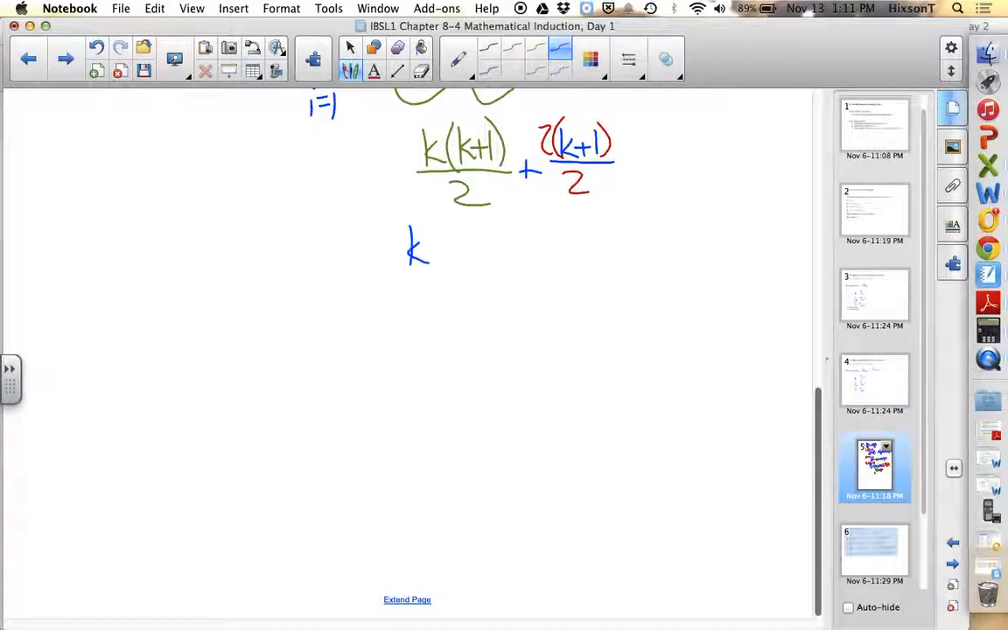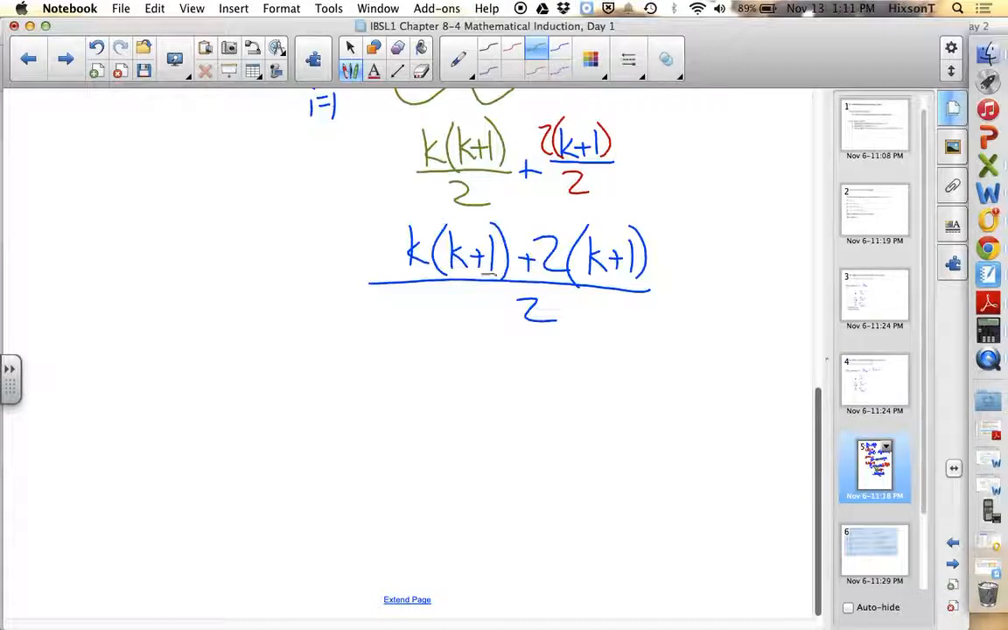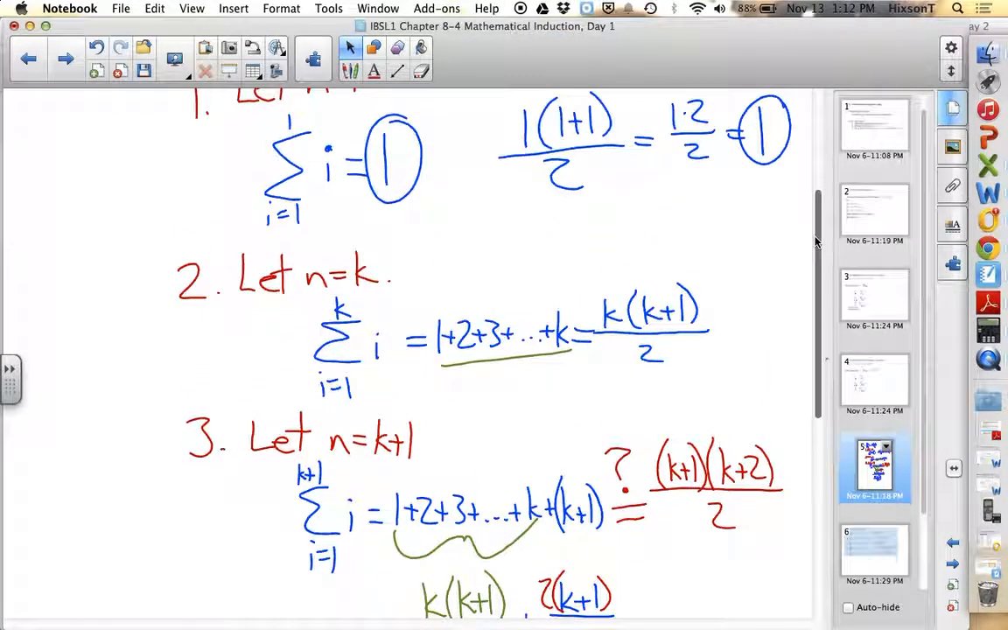I've got k times k plus 1 plus 2 times k plus 1 over 2. You can pull the k plus 1s out, just like when we factored by grouping. Remember that? Here's a common factor of k plus 1. I'm going to pull that out, and then what's left is the k and the plus 2, and that's over 2, and that matches.